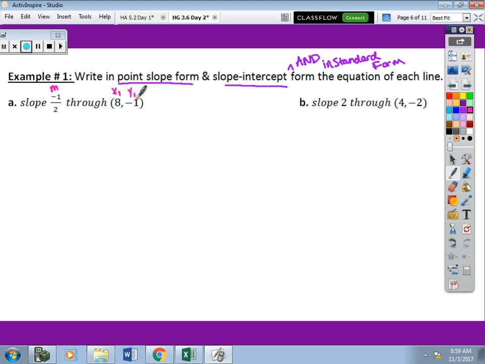Based on this information, step 1 is to start with point slope: y minus y1 equals m times x minus x1. Because that's the information they gave me. They've given me a slope and a point, so I'm going to start with point slope. Okay, substitute in the values. So y minus a negative 1 equals m, which is negative 1/2, times x minus x1, which was 8.